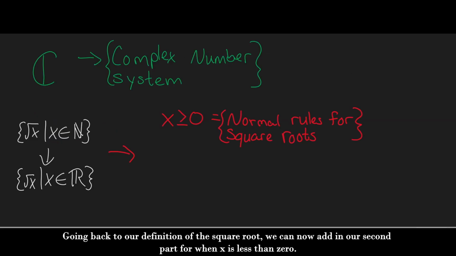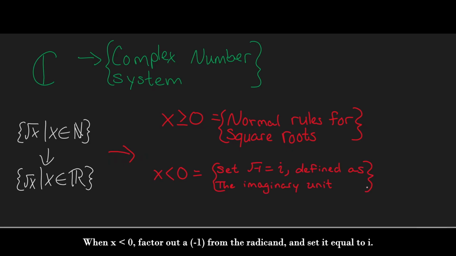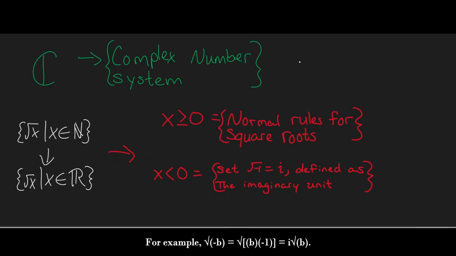Going back to our definition of the square root, we can now add in our second part for when x is less than 0. When x is less than 0, factor out a -1 from the radicand and set it equal to i. For example, the square root of -b equals the square root of b times -1 equals i times the square root of b.